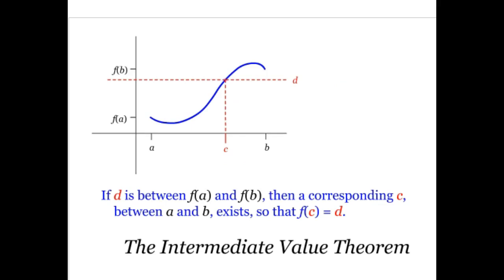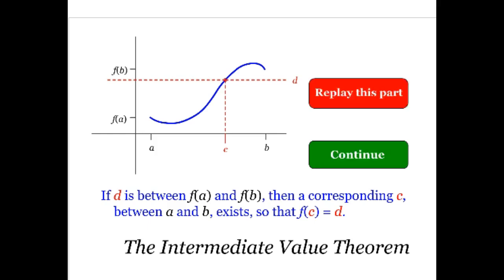See how this ties in with the theorem? If we pick a d between f of a and f of b, then it relates to a c between a and b. That's it. That's all there is to the intermediate value theorem. If you don't quite understand it, well, let's take a look at a real-life example, and it'll become even clearer.